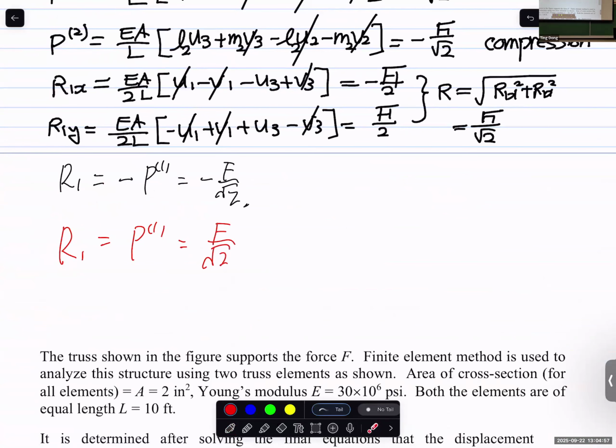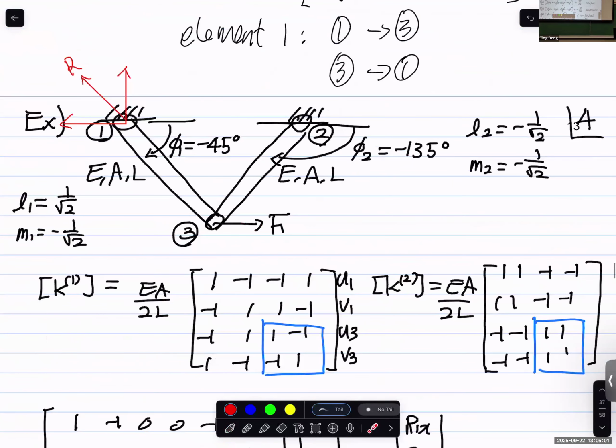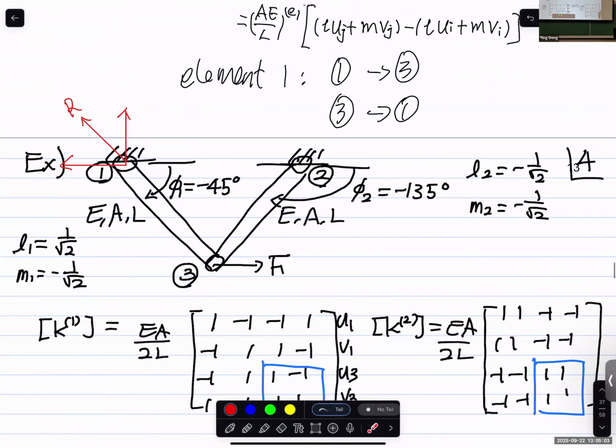And now let's see what it means. Well, the magnitude is always the same. Now it means that node 3 to node 1 is our local x direction, and the positive value means it's in our positive local x direction. So it also means the reaction force is in this direction. Make sense or not?